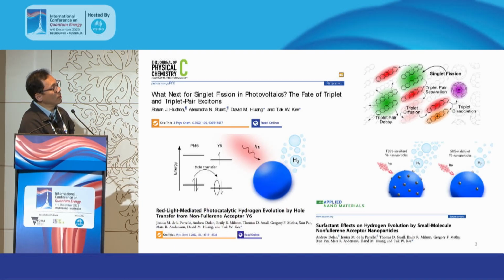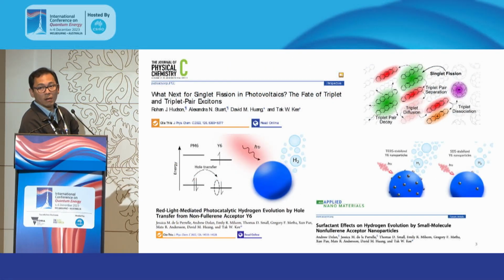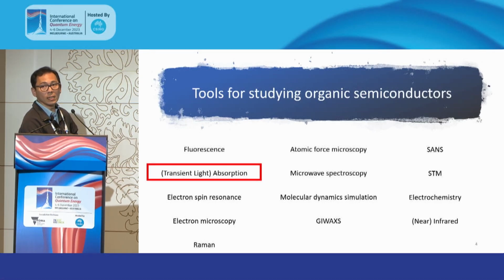Now, I have a research program on studying how we can harness energy using organic materials and turn it into fuels, particularly hydrogen gas. And I know Rowan gave a very good talk earlier about how we can improve solar harvesting using interesting processes such as singlet fission. I also have a research program on that. But today I will tell you about our work on studying coherences in organic semiconductors.